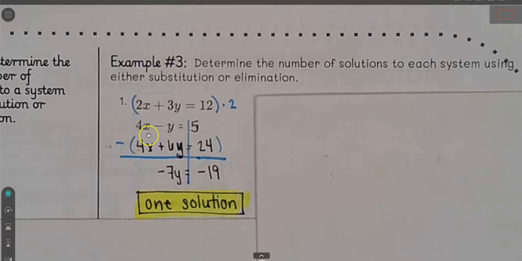Oh, because I need to get my x's to be the same. I prefer to use elimination, but my coefficients aren't the same. So I multiplied this by 2. That gives me 4x plus 6y equals 24. And now when I subtract, I get a 0 here. You could multiply the second one by 3, if you prefer. That also works. Are there any other questions? Okay, go ahead and work. Good luck, everyone.